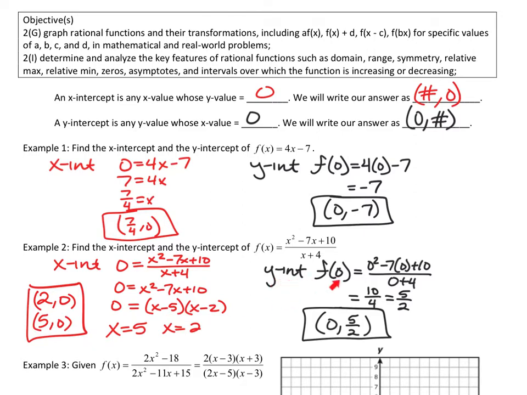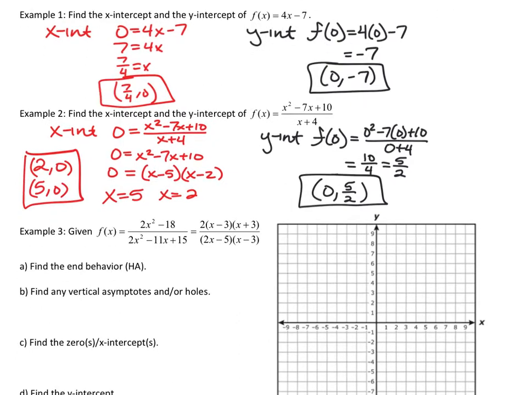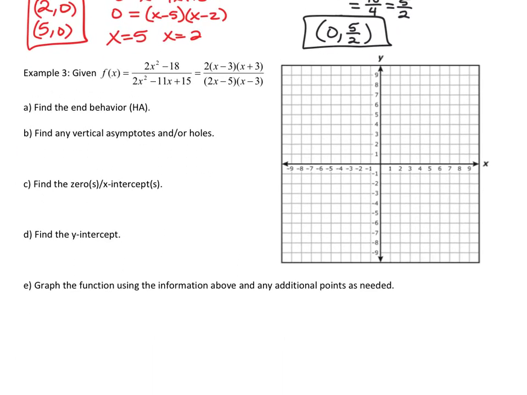My y-intercept is where we plug in the 0. So I plug in 0 for every x that was in the original equation, evaluating at 0. And we'd get out 10 over 4, and then that's 5 halves. So my y-intercept, there should only ever be one y-intercept, is 0 comma 5 over 2. Now we're going to utilize that, as well as the asymptotes and end behavior, to graph this rational function.